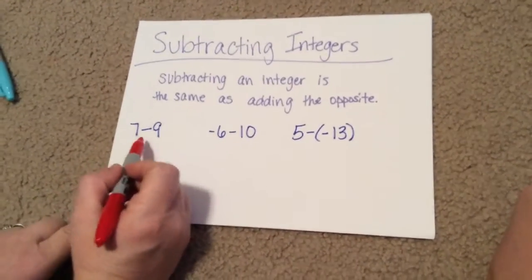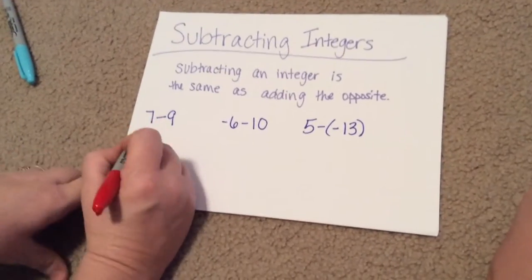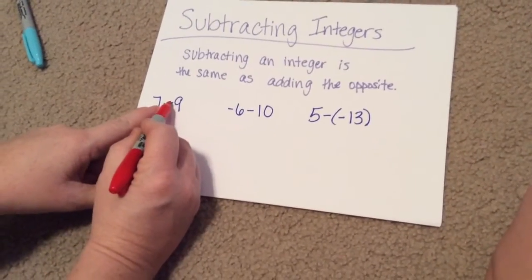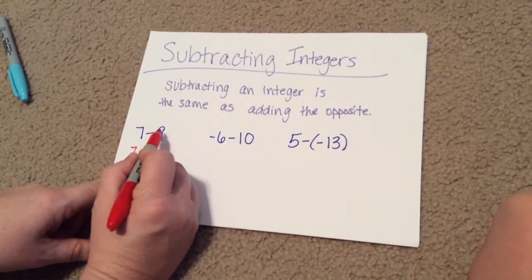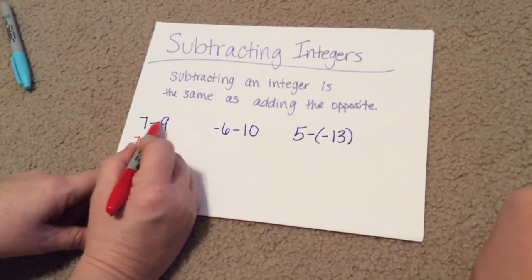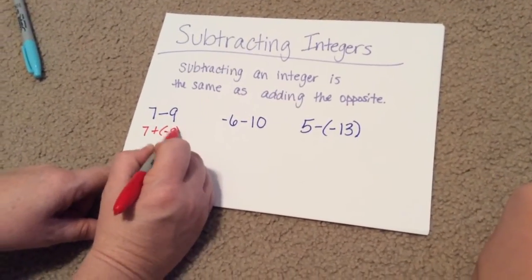Okay? Keep, change. So I'm adding the opposite of the first one. So I keep this first number, change this subtraction to addition, and add the opposite of this 9. This is a 7 minus 9, so it's a positive 9. So I'm going to do 7 plus negative 9.